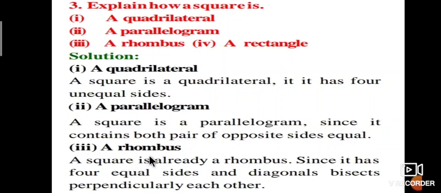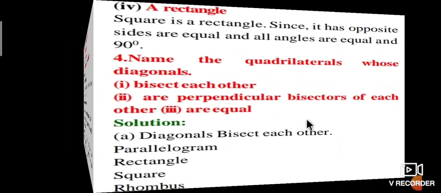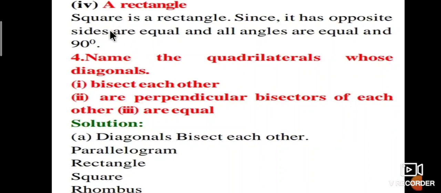Next, a rhombus. A square is a rhombus since it has four equal sides and the diagonals bisect each other perpendicularly. The last one is a rectangle. A square is a rectangle since it has opposite sides equal and all angles equal to 90 degrees.